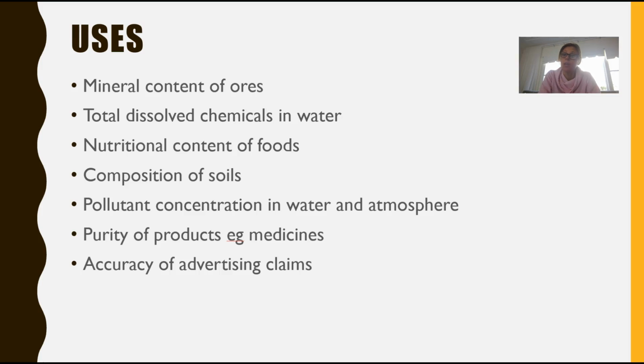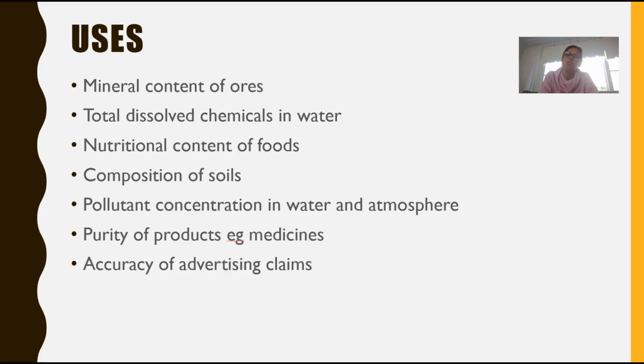We can look at what chemicals are dissolved in water, which again is important with water analysis to see what ions are actually in that solution. But this is a quantitative measure, not just qualitative. So we're not just checking what ions are there, but in what concentration. Nutritional testing with food: how do we know how much sugar is in there, carbohydrates and so on; compositions of soils; purity of our products such as our medicines and so forth. So many techniques that it can be used for.